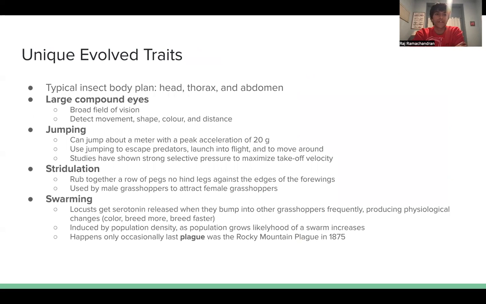So, unique evolved traits. They have a typical insect body plan: head, thorax, and abdomen.